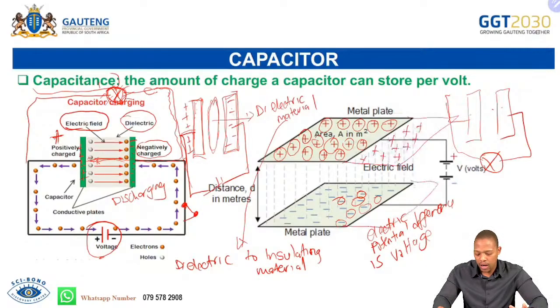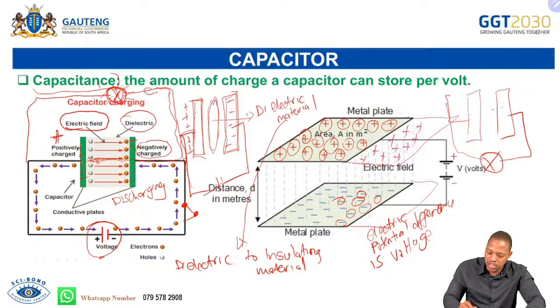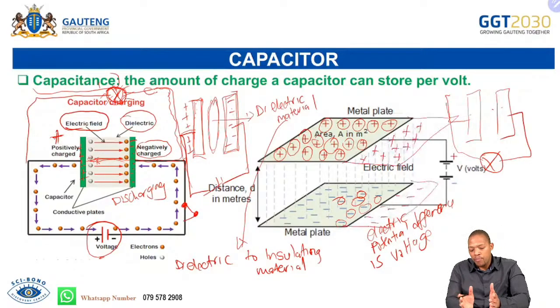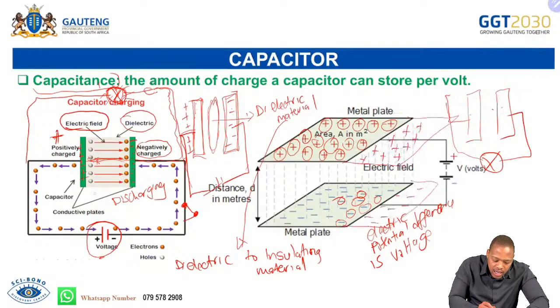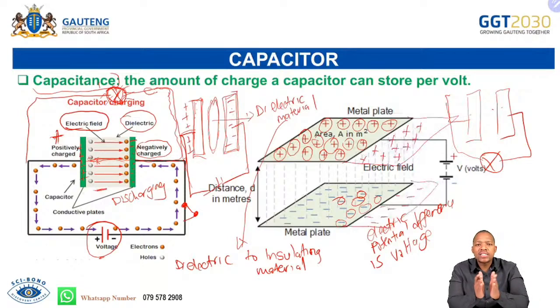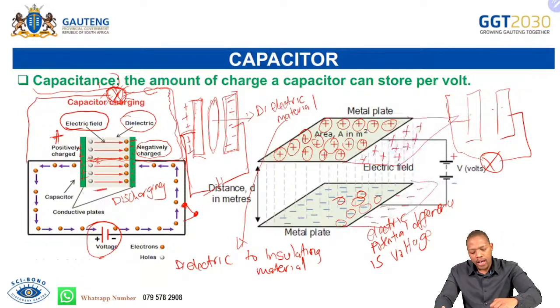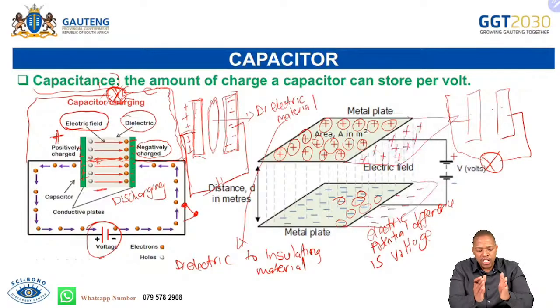And how can I affect it? By playing around with the capacitor itself. As you can see here, I can play around with the size of the plates, how big or how small they are. Also, if I decrease the distance here as well, that will affect how much charge I can actually push, because this will increase the electric field between the plates.